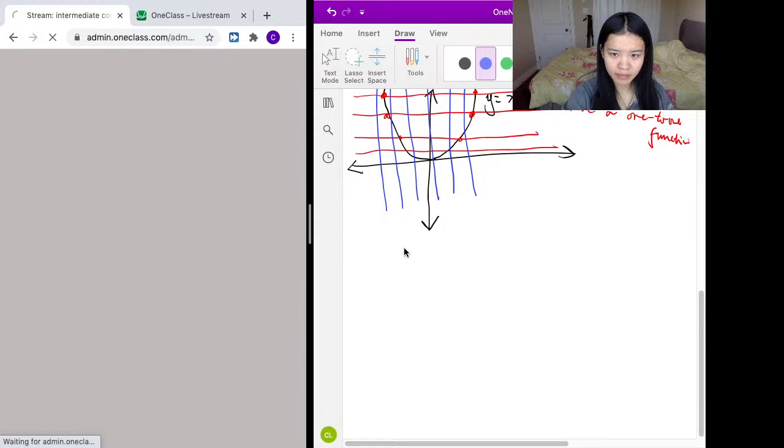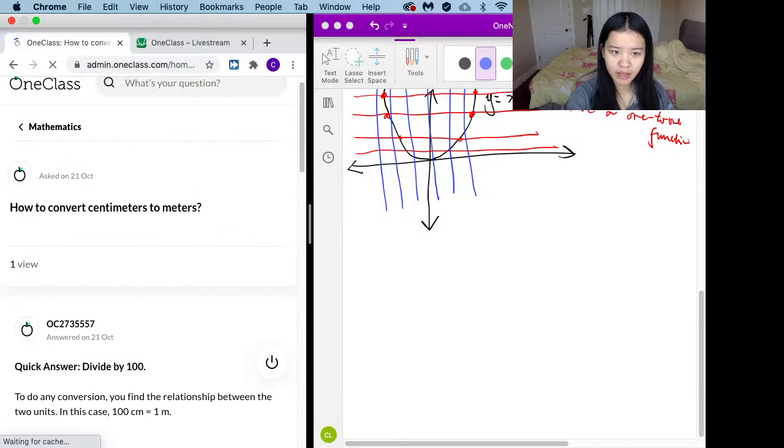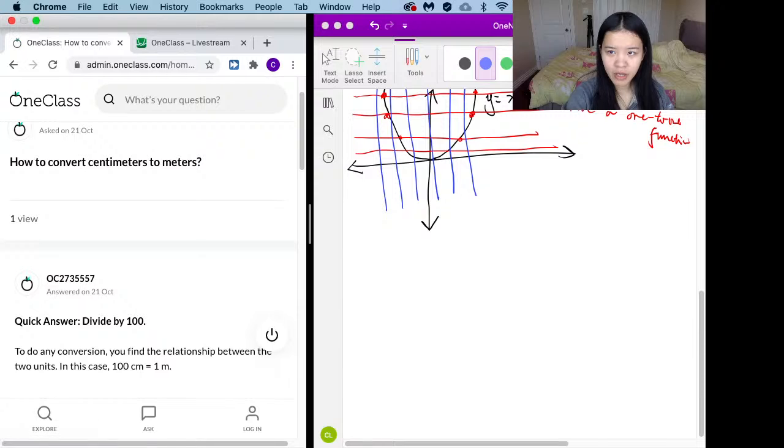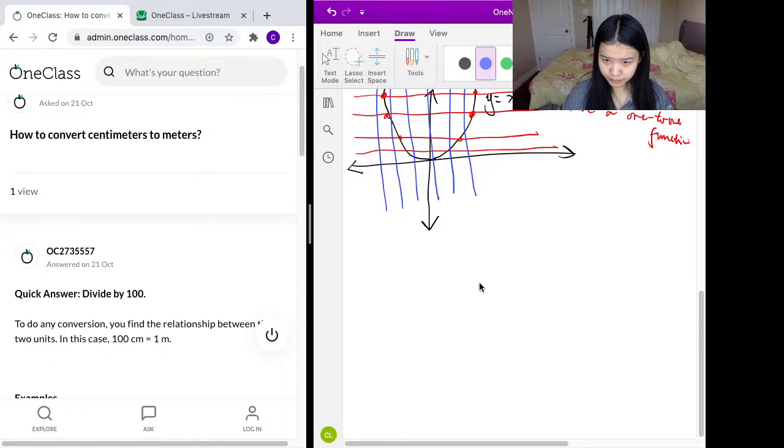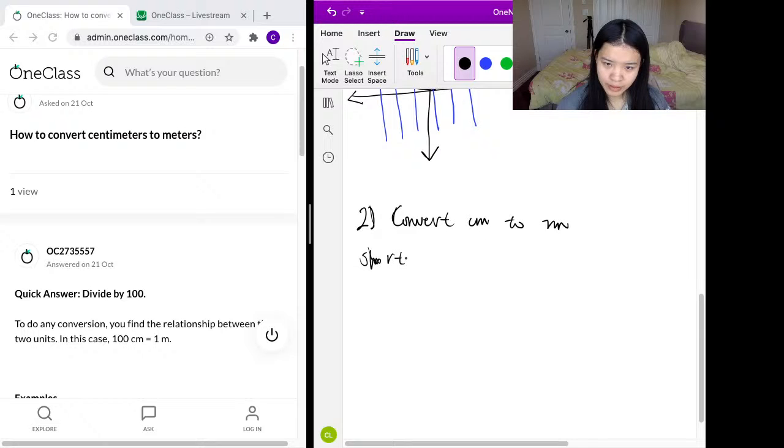Now let's look at our second problem, which is loading. The second problem is actually really straightforward. How to convert centimeters to meters. So, problem number two, convert centimeters to meters. The short answer is just to divide by 100.